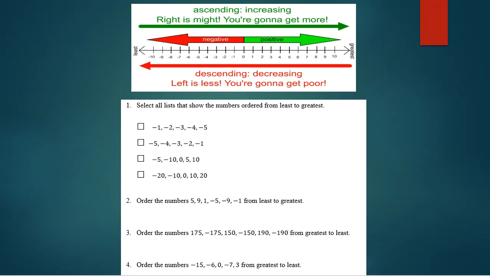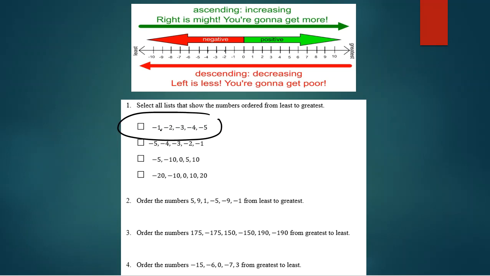So now, let's just look at these examples right here. It says select all lists that show the numbers ordered from least to greatest. So as we look at this list right here, if we were to look at the number line, negative 1 is to the right of negative 2 on the number line, which is to the right of negative 3, which is to the right of negative 4, which is to the right of negative 5. These right here are actually greatest to least.